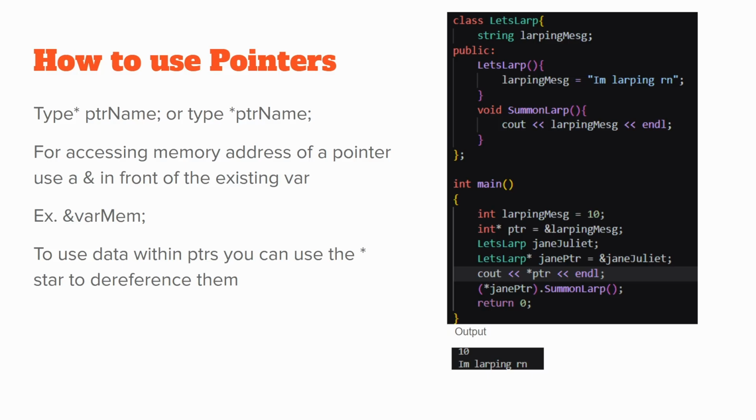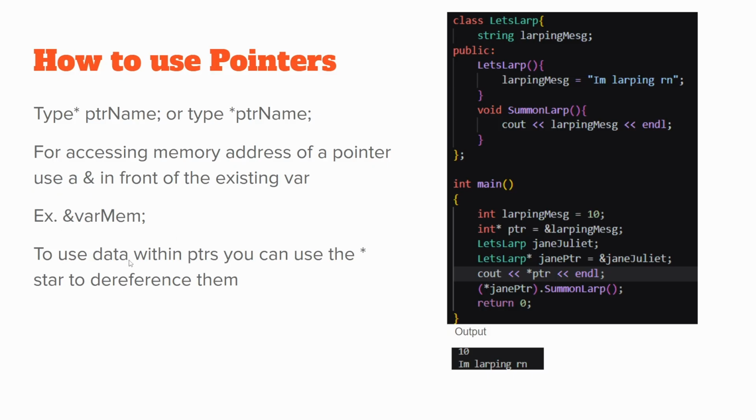So to use pointers, you can use these two formats, where you declare the type of value that your pointer is pointing to and your pointer name. You can also add the asterisk either to the left next to the type, or you can add it to the right next to the variable name. Both are correct. For accessing the memory address of a pointer or just a variable in general, you can use the ampersand in front of the existing variable to get the memory address. And this is an example of how to do that.